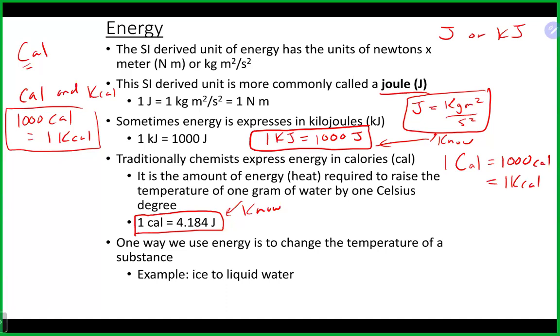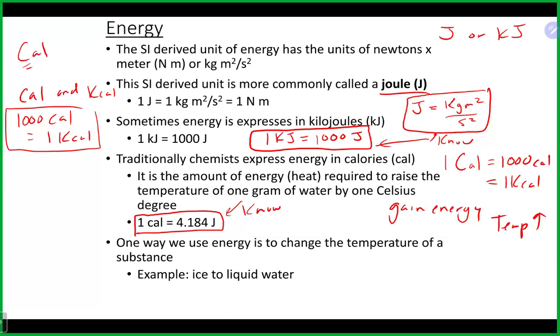One way that we use energy is to change the temperature of a substance. If we have ice to liquid water, that is a process where we put energy in. When things gain energy, in an endothermic process, we typically will see the temperature increase for that substance, right? So it's gained a lot more energy, a lot more movement happening. The result of that is we see a higher temperature.